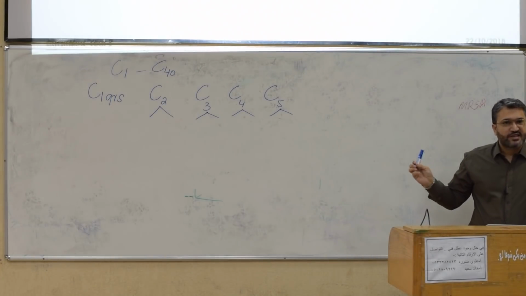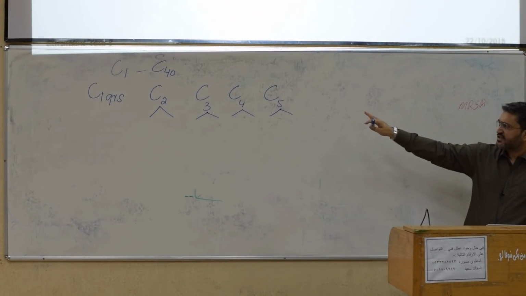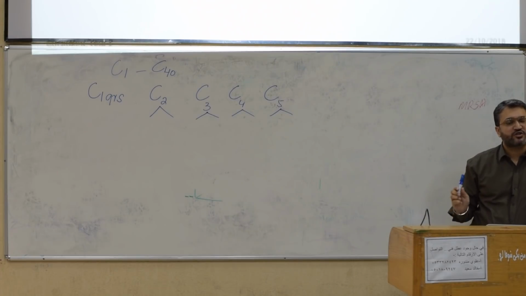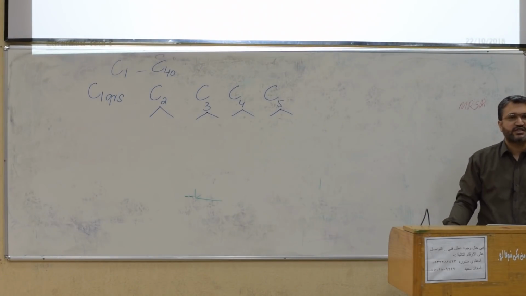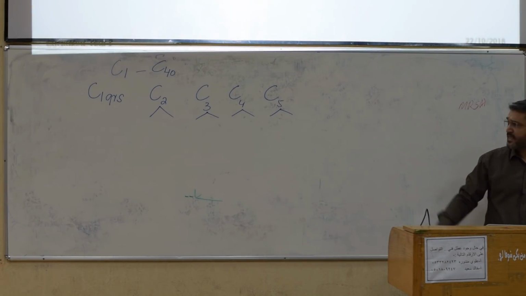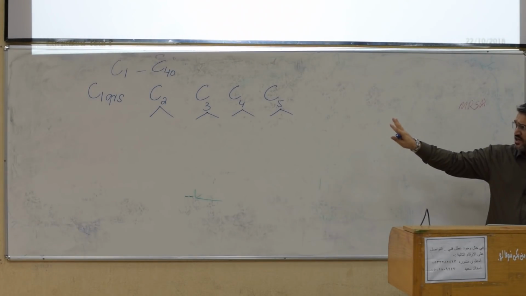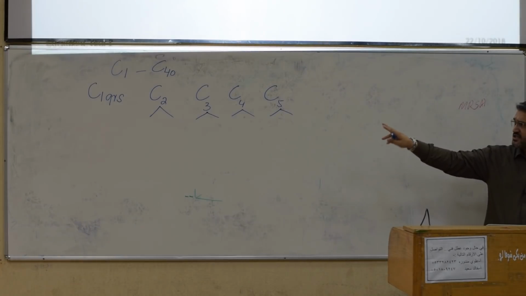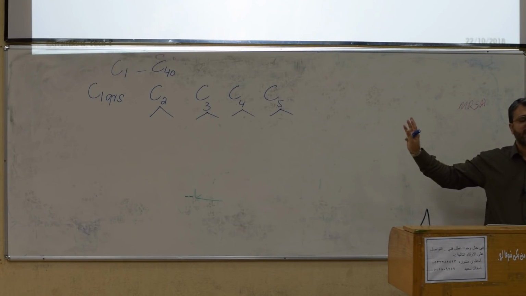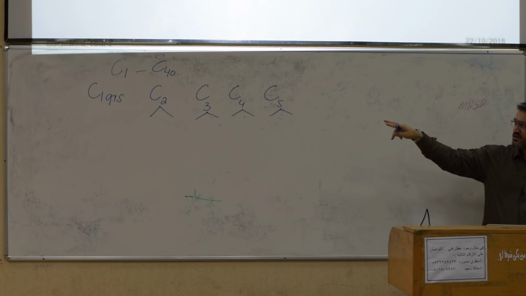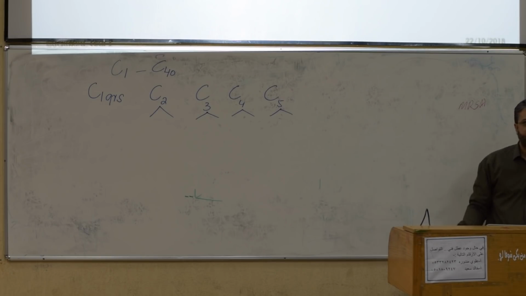One thing is that I've just written C1 to C40. These are just to tell you that there are over 40 proteins that are part of the complement system. I have written here only 5 of them: C1, C2, C3, C4 and C5, because they have certain important features. C1 has got 3 components: a Q chain, R chain and an S chain. That's why it is written as C1QRS.